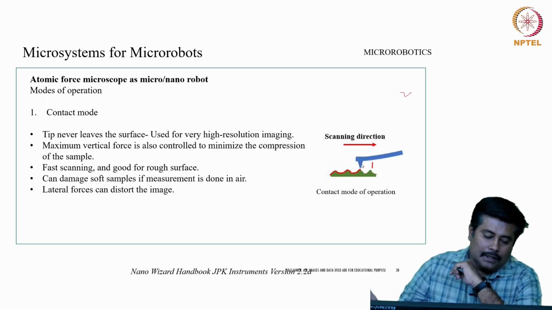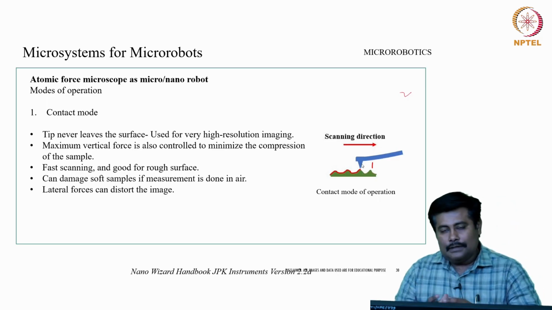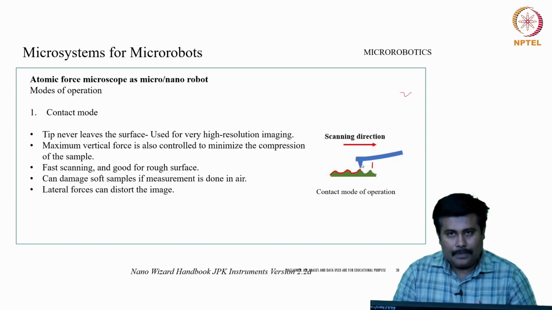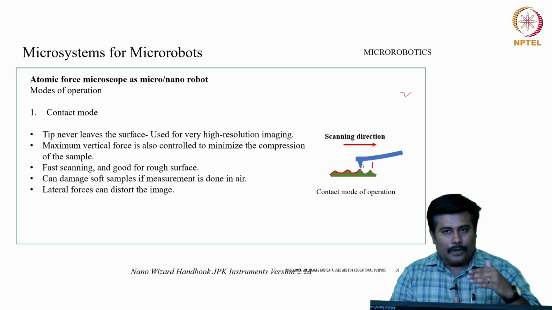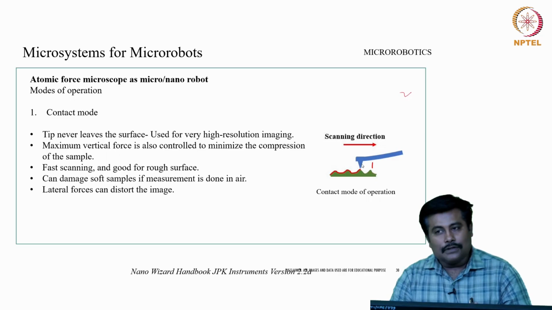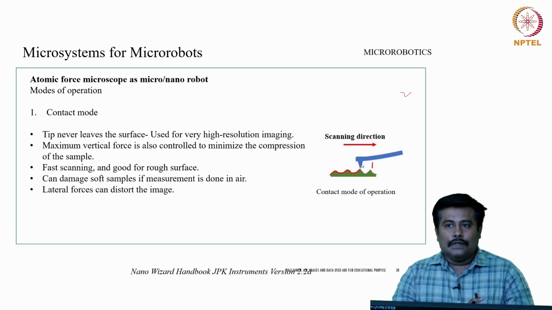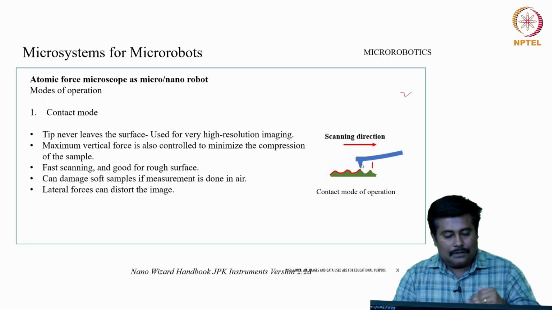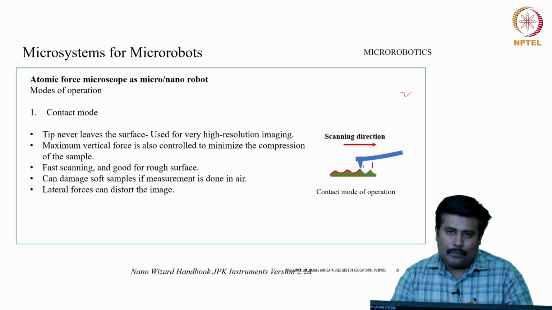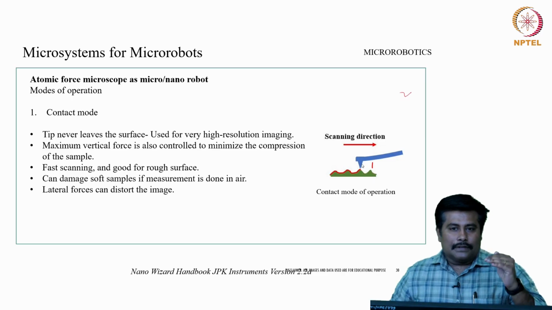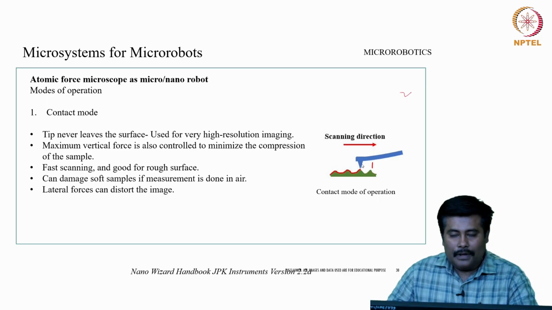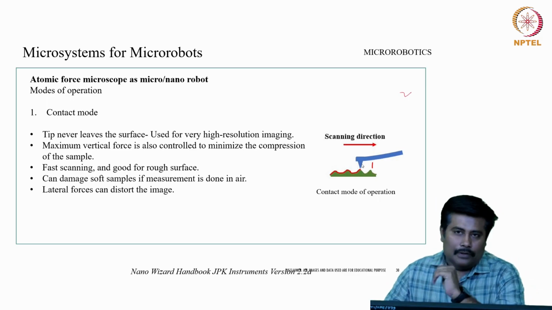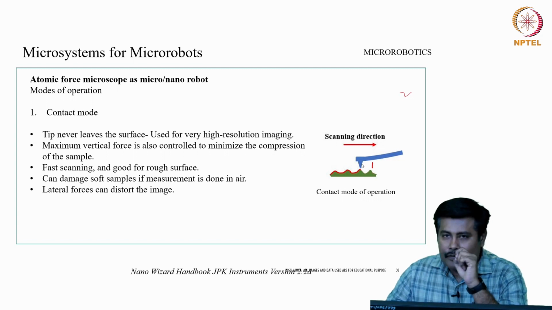The second thing is that these can damage. These contact mode systems have a possibility to damage the surface. For example, if you have some porous soft structures or porous oxidic structures, there is a chance that it may damage the surface if the measurement is done in the air atmosphere. And these lateral forces can also distort the image, which will have an impact on the system. So, ideally these contact modes are effectively used for a coating or a thin film.